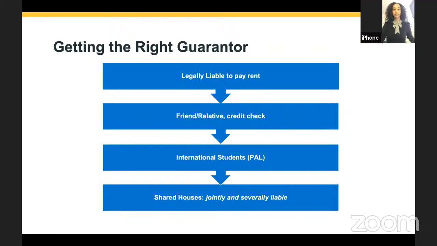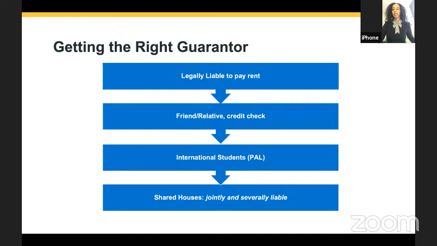First, I'm going to provide a little information about obtaining a guarantor. A guarantor is someone who agrees to pay your rent if you don't pay it. This could be, for example, a parent or a close relative. If you don't pay your landlord what you owe them, they can ask the guarantor to pay instead. If your guarantor doesn't pay, your landlord has the right to take them to court.